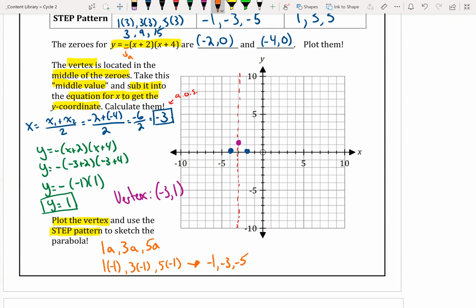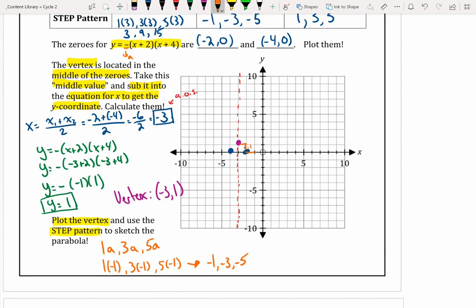So I can use that step pattern to help me plot my next points. Again, remember the step pattern means you start at the vertex, you go to the left or the right one, and then up or down, whatever your step pattern tells us. In this case, because it's negative 1, I'm going to go down. That takes me right to my x-intercept, which is good. I already know I have a point there, but it confirms that my step pattern is correct.